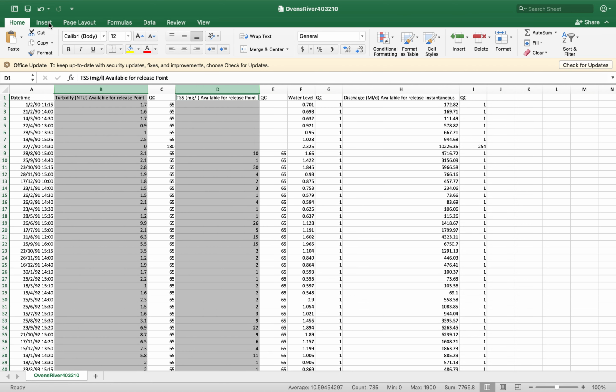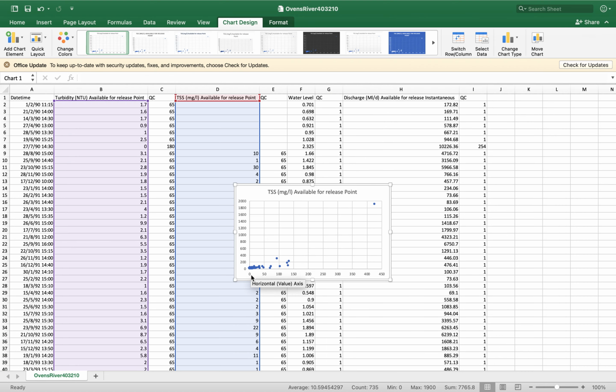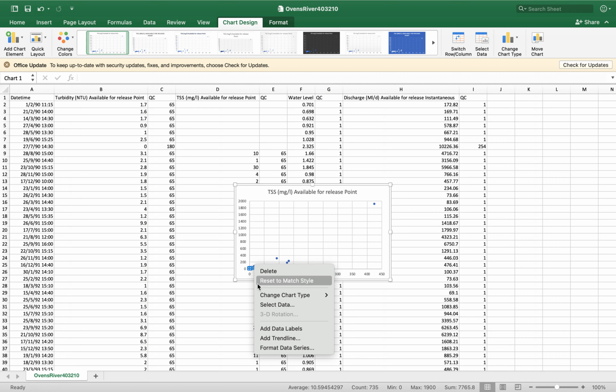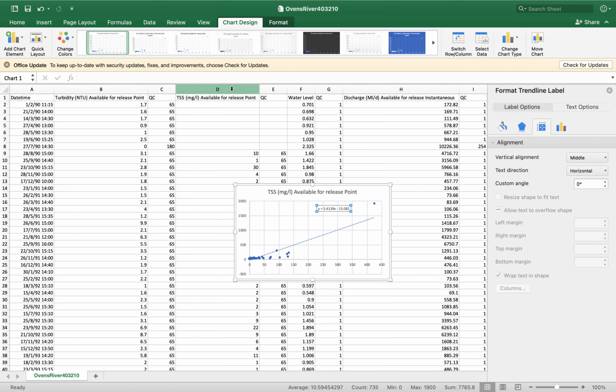I'm going to select these two and insert a scatter plot. So my x-axis is always the left-hand column in Excel. So this is NTU. This is why it's really important to have labels. And this is TSS. So I can already see that, look, this relationship, whatever it is going to be, is very much influenced by a single point. So I'm not anticipating much, but I right-click and add a trend line. And I'm going to put the equation down here.